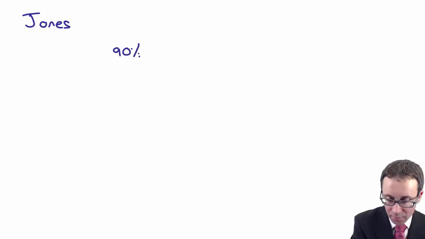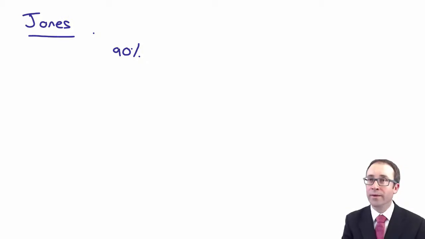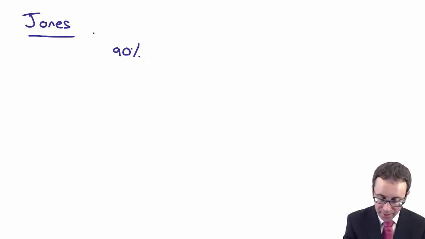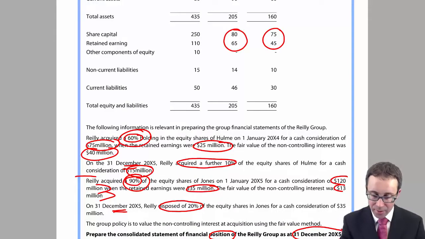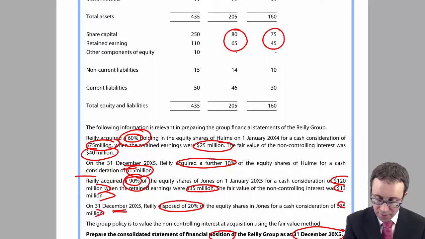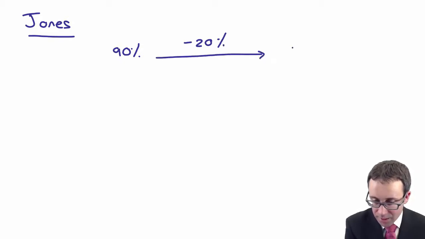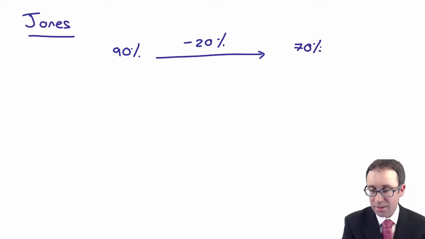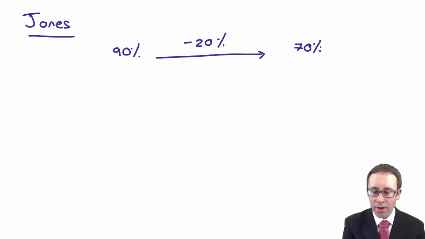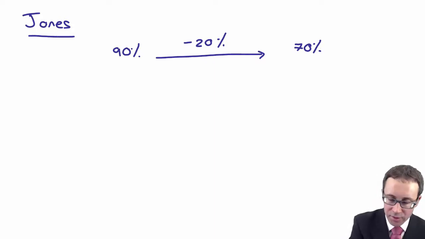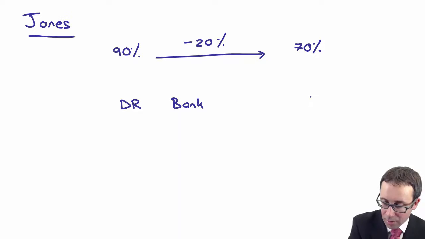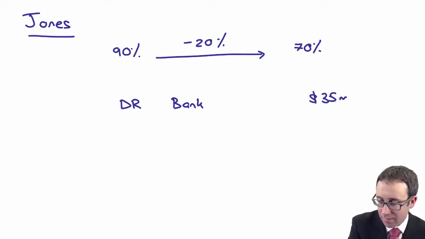If we go through and then think about Jones. Jones, we originally had, was it a 90% holding? Okay. If we look at that 90% holding, what then happened? We disposed of 20% for 35 million. So we disposed of 20%, which takes us down to, is it 70%? So what we need to go through and do is we've made a disposal. So we're going to debit the bank because we have received 35 million.